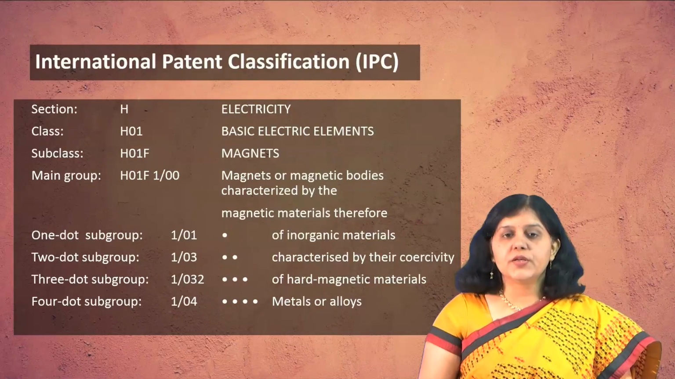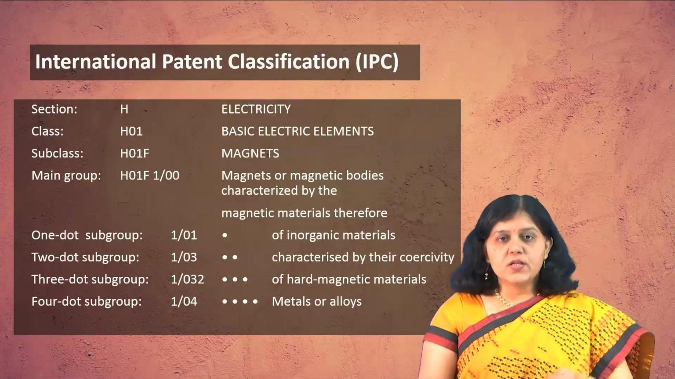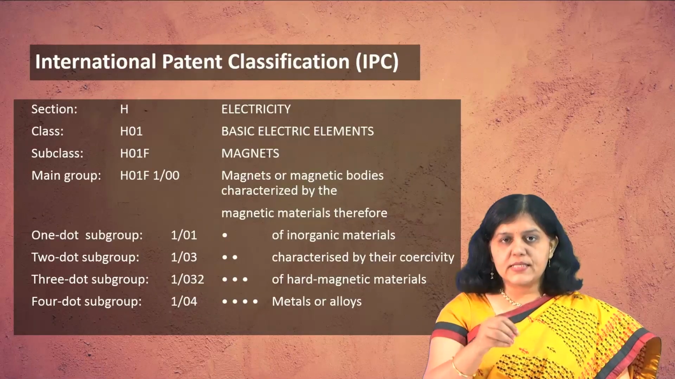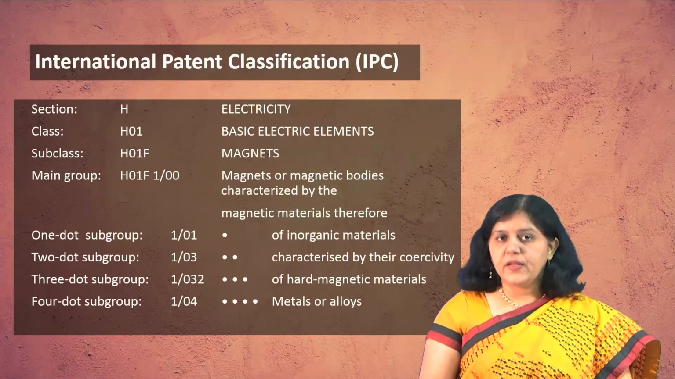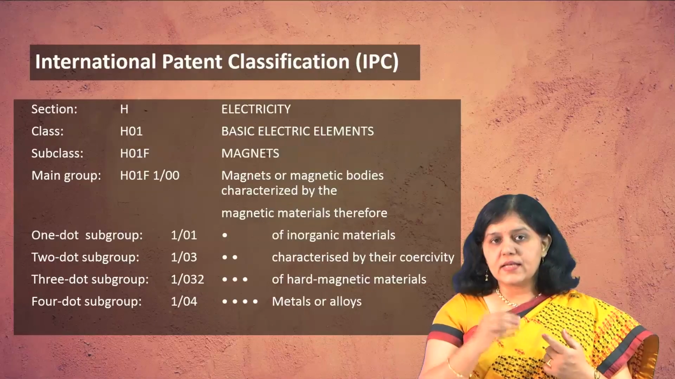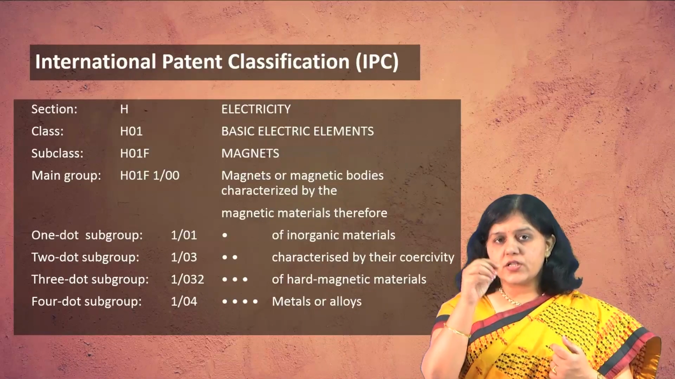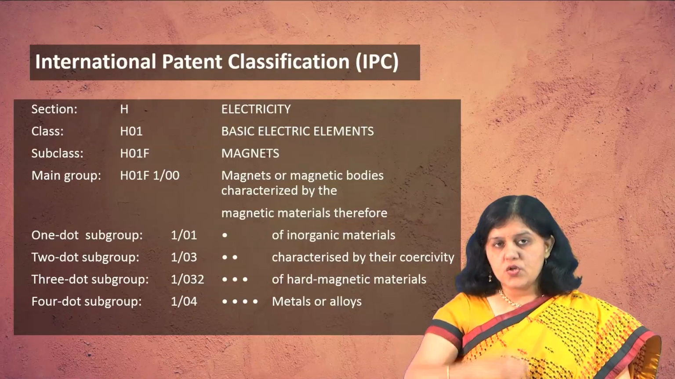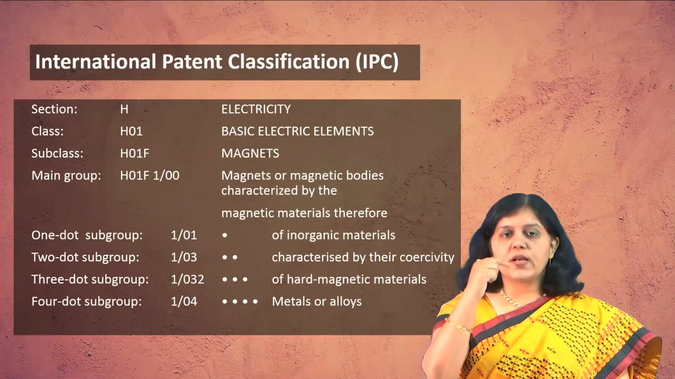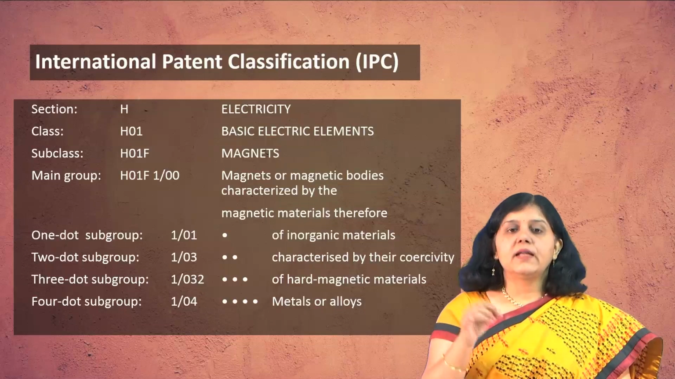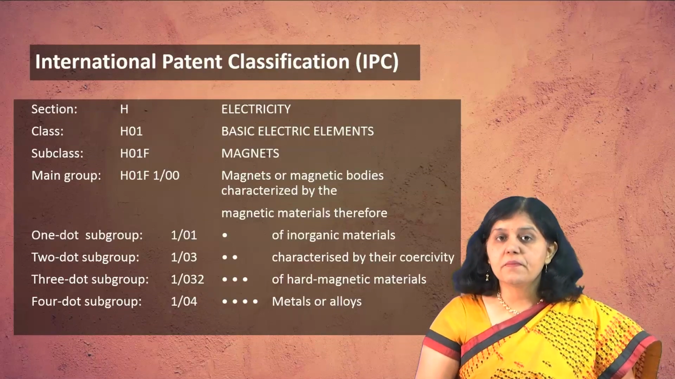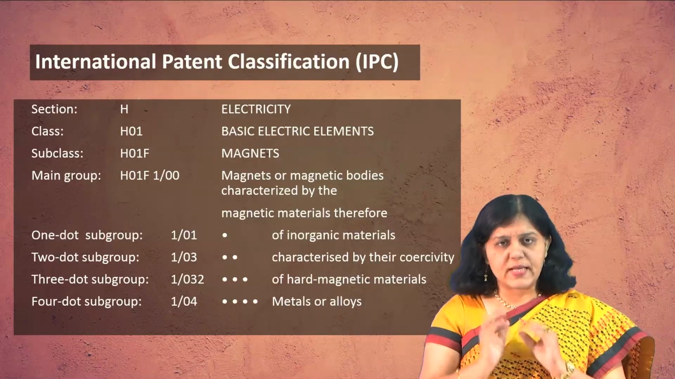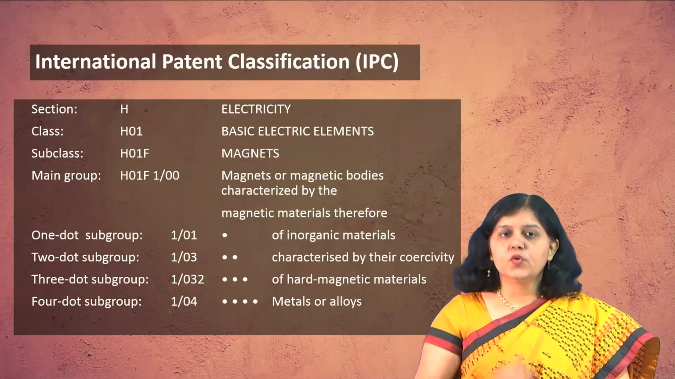Here it is 01. So if 01 is written, it represents basic electric elements. After that, H01F, that single letter F, represents a subclass. So if you see H01F, then you can surely say that this invention is related to magnets. Now, further, the group.